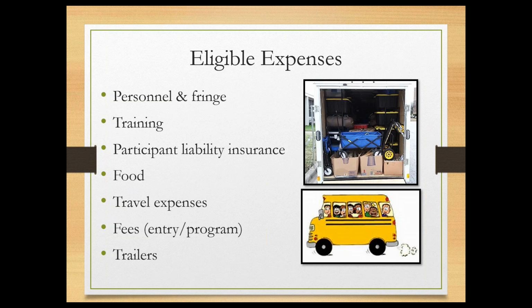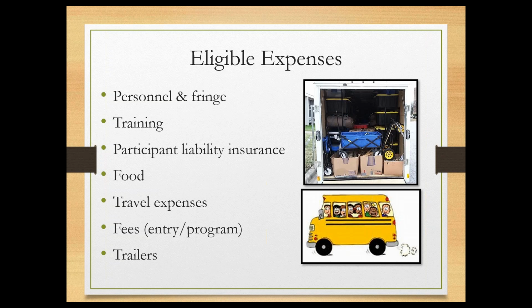For training, this can include first aid, wilderness first aid, anything that's directly related to the program. And this could be training for your participants or training for your staff. Participant liability insurance, this includes the cost for supporting those participants. This does not include your directors and officers insurance, vehicles insurance, or property insurance. Unfortunately, we cannot support any of those types of insurance. It's only for that participant liability insurance.